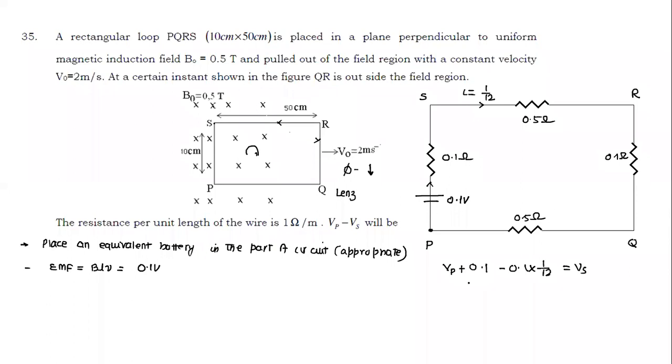So this is the equation, and based on that we can find Vp minus Vs, which comes equal to minus 11 by 120, which is the answer. I think the answer given was incorrect. So does anybody have any doubt? Because this is something similar to what we have done.